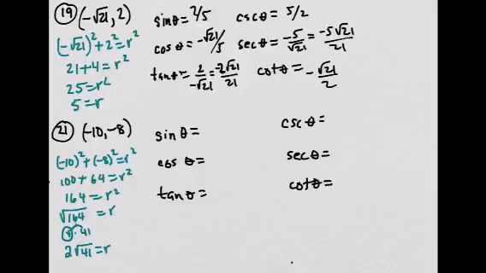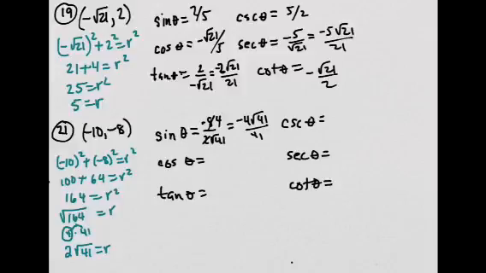This is the 6 trig ratios. So sine theta is y over r, so negative 8 over 2 square root of 41. I'm going to rationalize it and at the same time reduce the 8 over 2. So this is 4 and this is 1. So it's negative 4 radical 41 over 41.